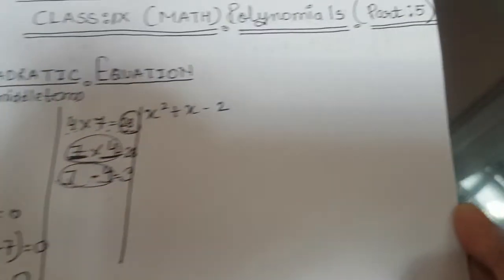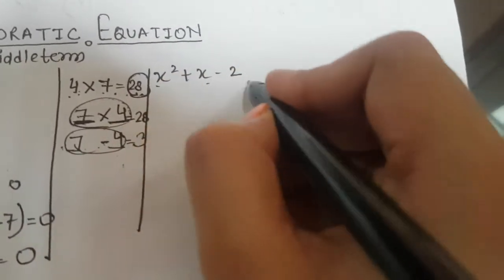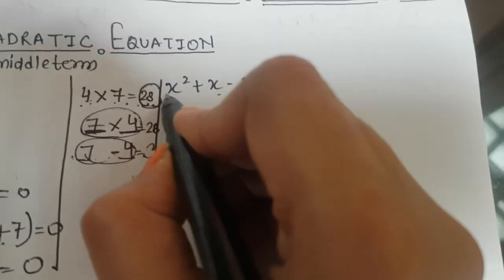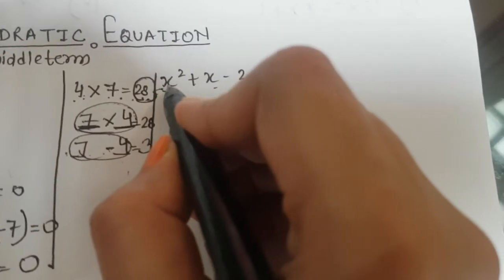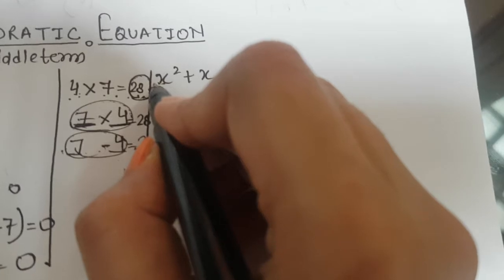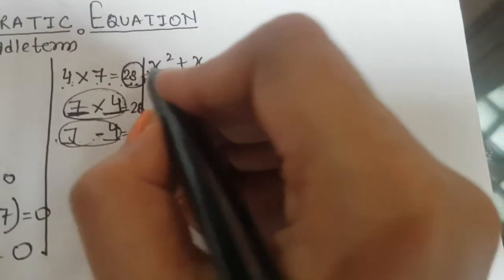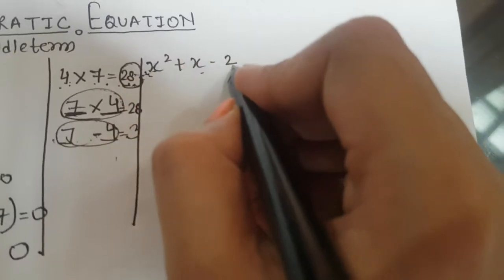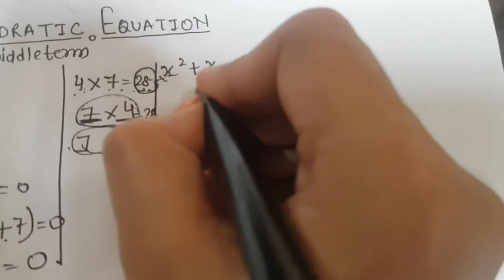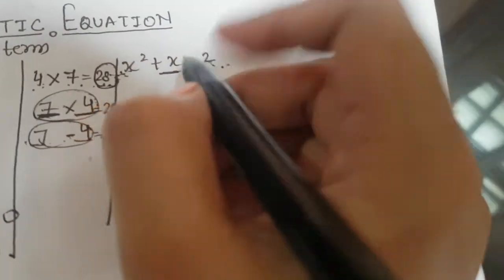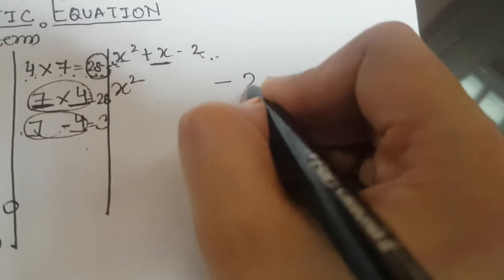To explain more about this, I have taken another polynomial also. The procedure for this polynomial is the same. Here, only the variable is there, and the constant number is not there, so there is no need to multiply, because if we multiply 2 into 1, only 2 will be there. So how to split this middle term? We have to see only the numbers. So x square will be the same, minus 2 will be the same.